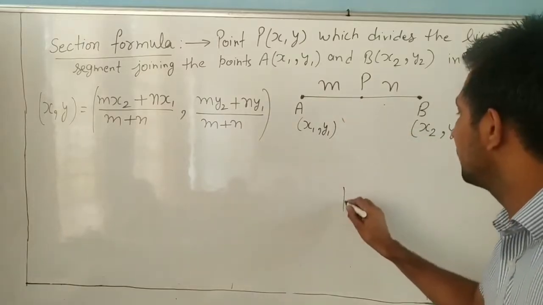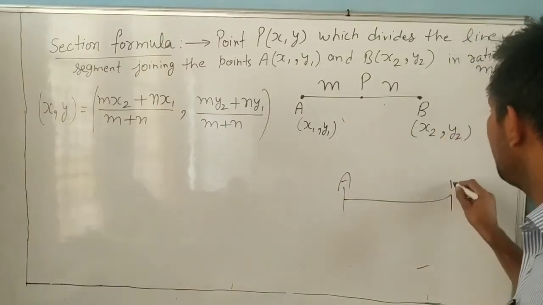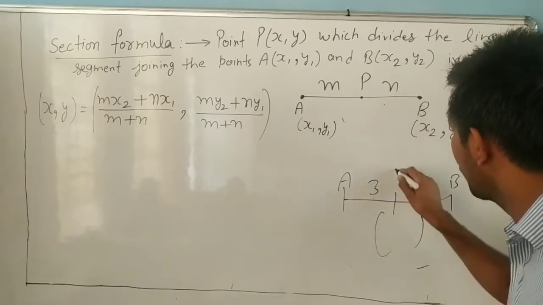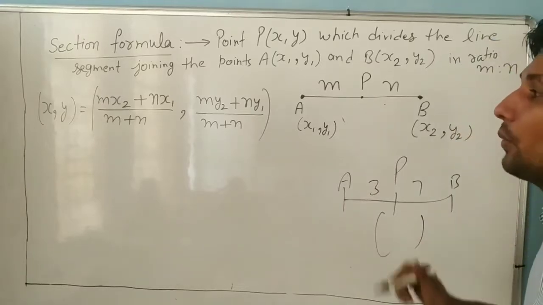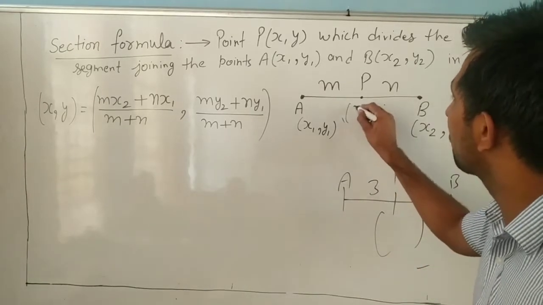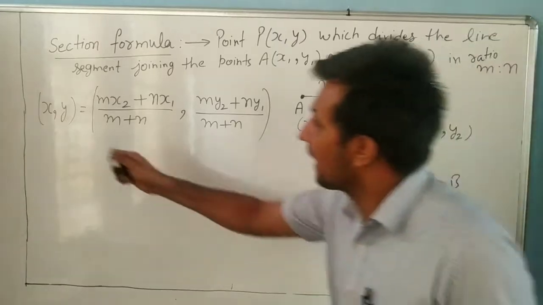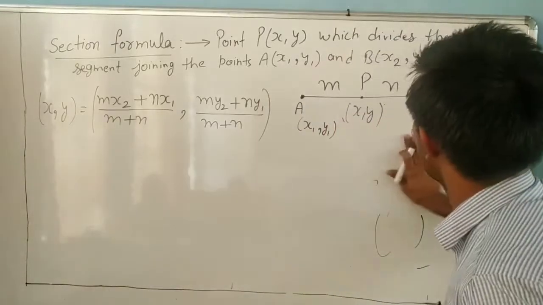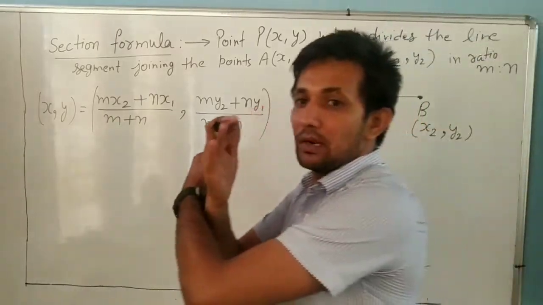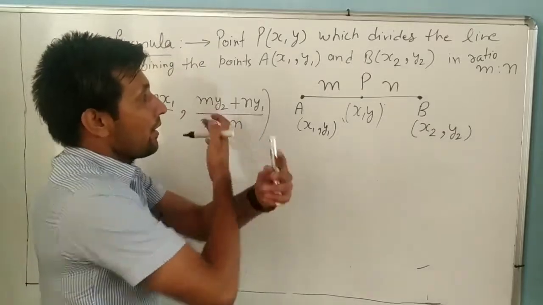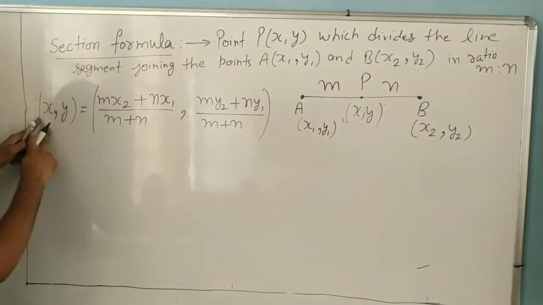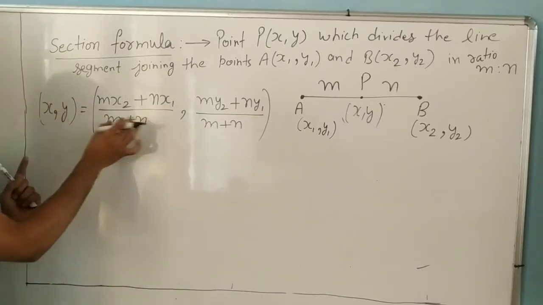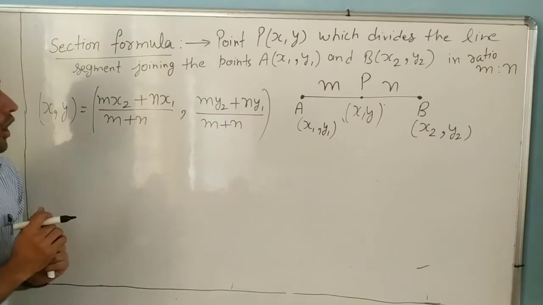Understand? So look at here, how to find the coordinate of P. In every question, point A is given, B is given, and the ratio is always given, okay. And he asks what is the coordinate of P. The coordinate of P is x and y. So how will you find it? Look at, it's very simple. We will do cross multiply like this. First we will find the x coordinate, and then the y coordinate.